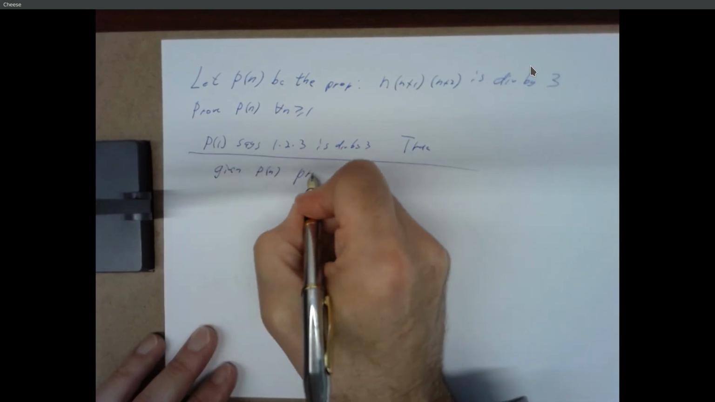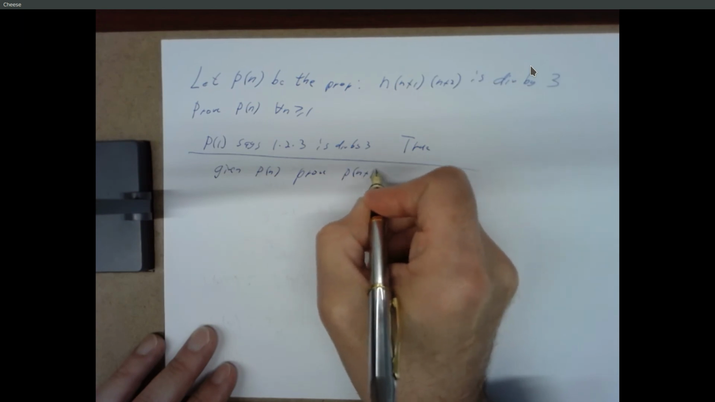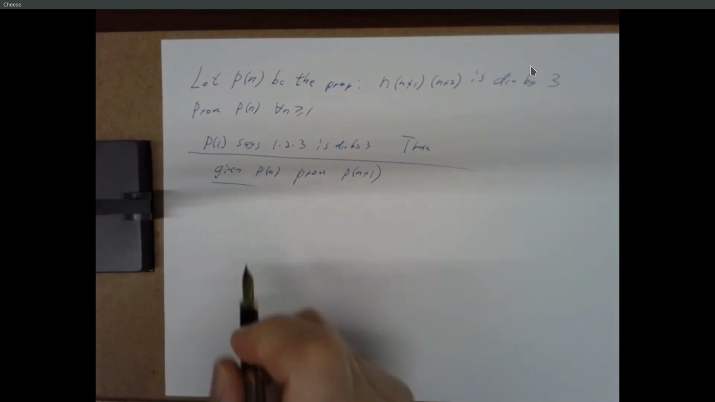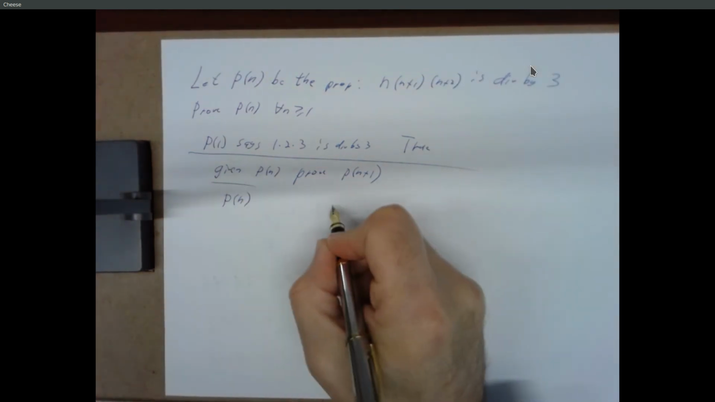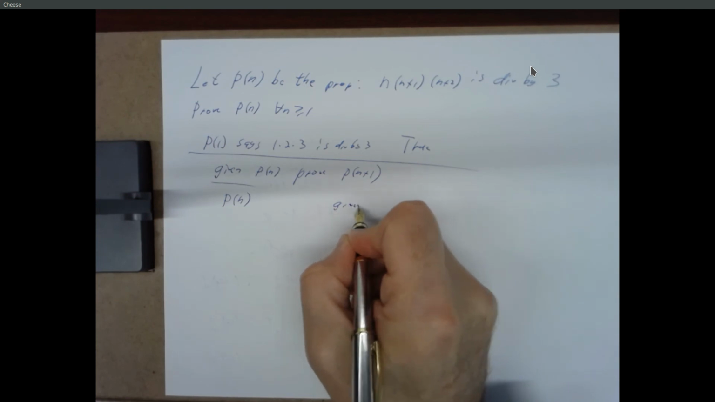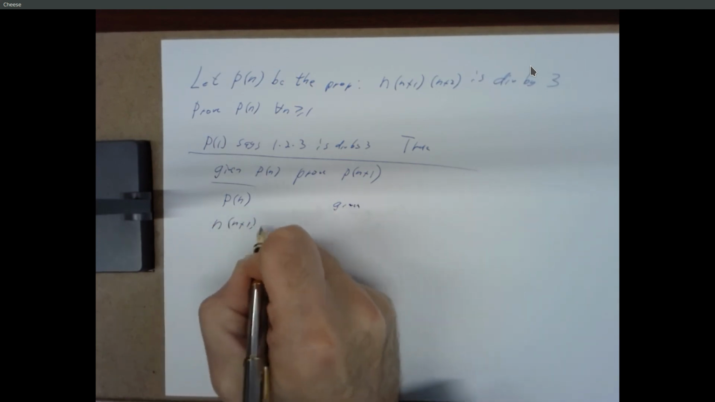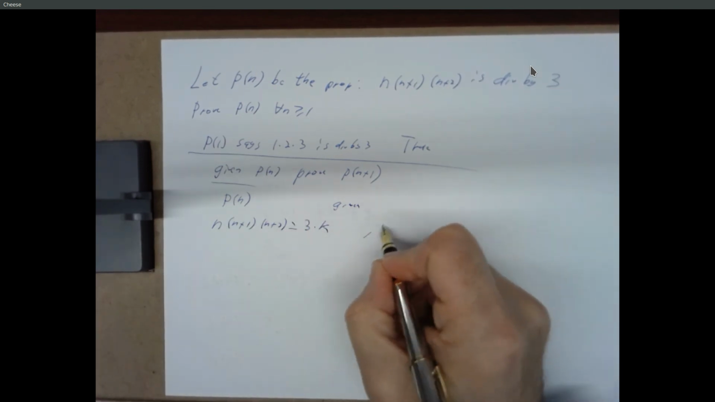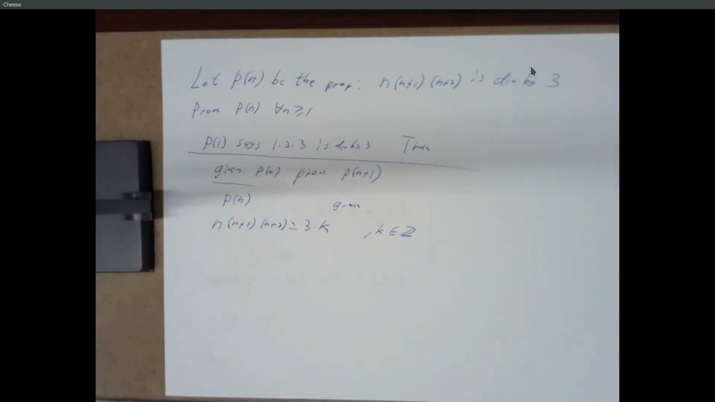So given P of n, prove P of n plus 1. I haven't done this yet. I hope I know how to do it. So P of n is given, which means n times n plus 1 times n plus 2 equals 3 times some integer. Right, that's what it means to be divisible by 3. Where can we go from here? That's code for I don't know exactly how to do this.